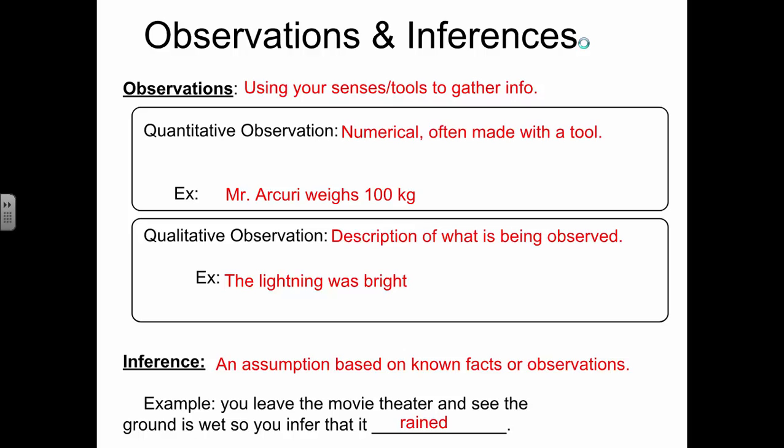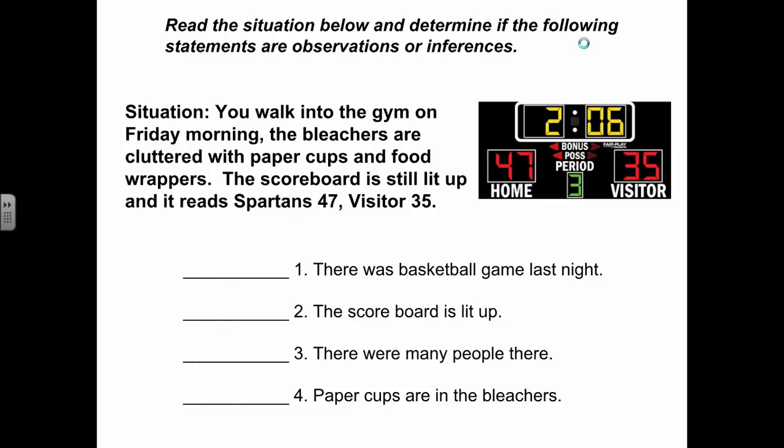All right, so we walk into the gym on Friday morning. The bleachers are cluttered with paper cups and food wrappers. The scoreboard's still lit up, and it reads Spartans 47, Visitor 35. Okay, these statements: there was a basketball game last night. Is that an observation or an inference? Raise your hand if you can tell me that.